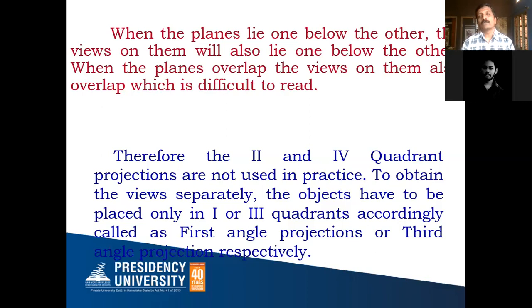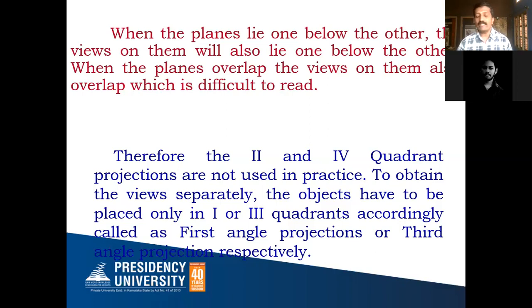So that's why, have you observed, only in the projection of points chapter we have discussed all four quadrants. After that, from straight lines till the solids chapter, we have used only the first angle projection system, the first quadrant system.